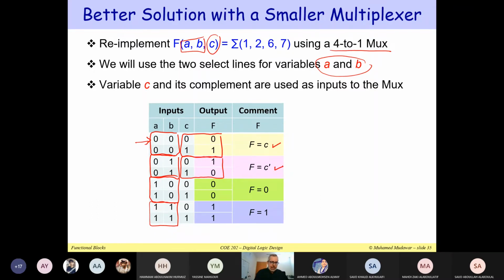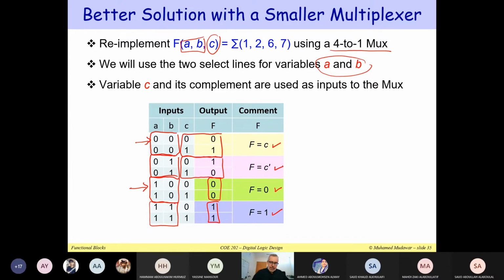And in the case of 1, 0, notice that the value of F equals 0 here, it does not depend on C. So we can say that F is equal to 0. So we can just connect this input. So when it's 1, 0, the output is 0, regardless of C. And when it is 1, 1, the output is 1. So we can say that F is equal to 1, regardless of C. It does not depend on C.